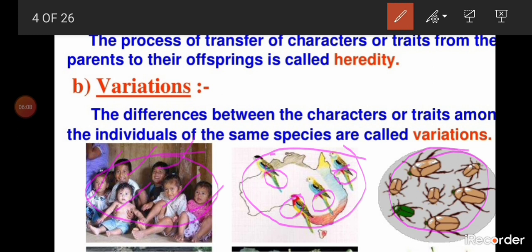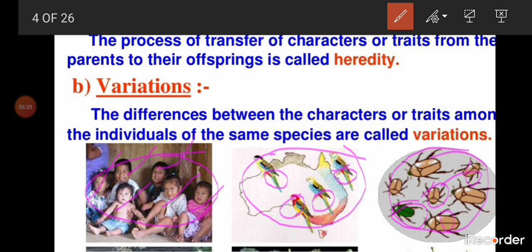But though they possess the same body structure, here and there we can see some variations. One may be tall, one may be short, one may be stout, one may be thin. Externally we can see some changes, and that is what we define as variation. Clear, children? Now I think you are clear about two technical terms, heredity and variations.